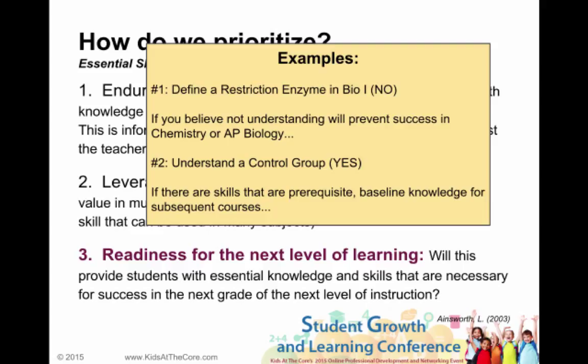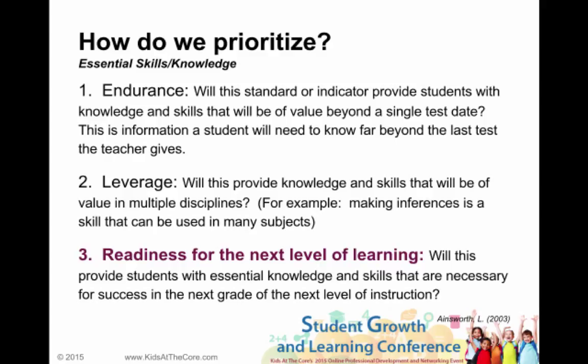However, something so elementary like understanding what a control group is, or being able to read a bar graph, these are what we would consider readiness for the next level of learning, because there's some level of expectation that, if a student is taking an upper level science class, they're able to read some basic graphs. So when we think about this vertical alignment between our courses, that really is an important element in the prioritization.